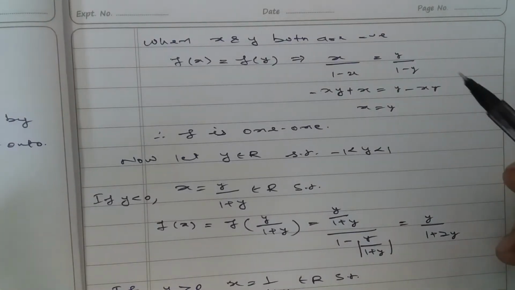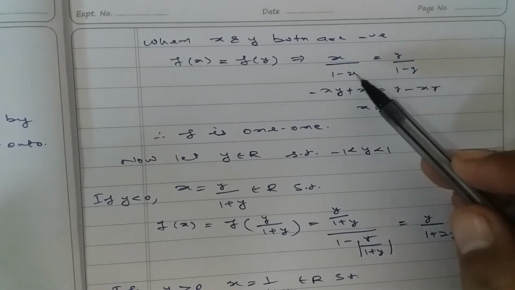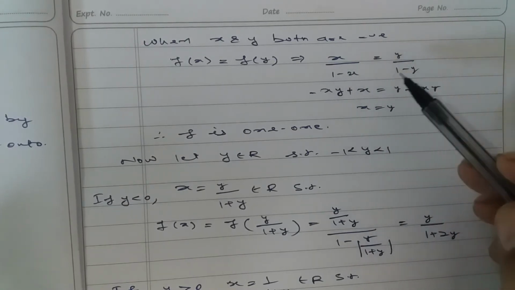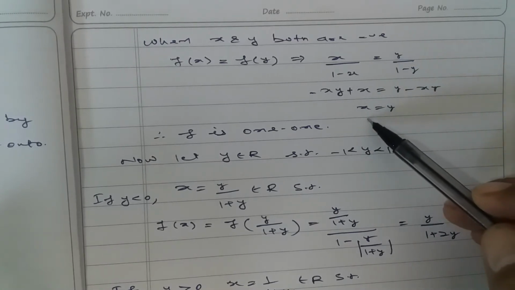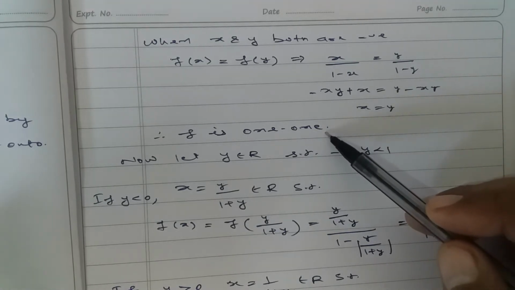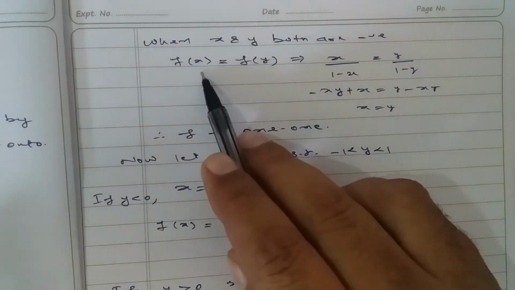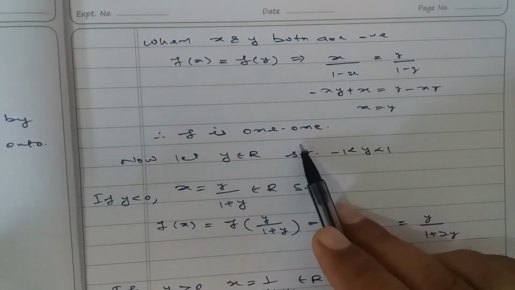The second case is when x and y both are negative. If they both are negative, you may put the values and again calculate. You will find that x is equal to y. So f is again one-one. Meaning f(x) is equal to f(y) implies x is equal to y, then f is one-one.